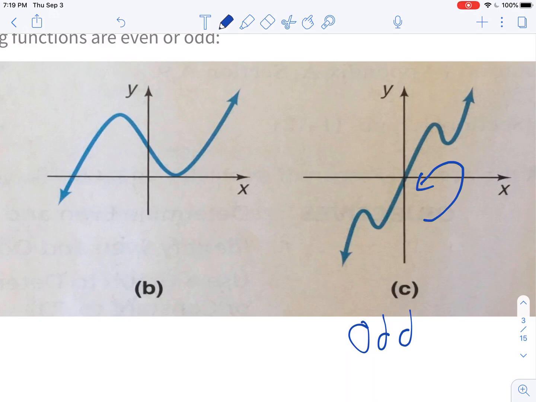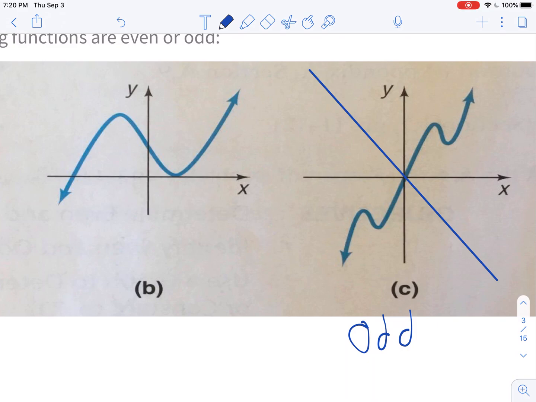When I do this diagonal fold, maybe this will make it more clear. I'm going to fold it across this line, y is equal to x. So I fold it over this line, and when I do so, these functions will lie on top of each other. So that means that I'm looking at a function that's odd because it has this origin symmetry.